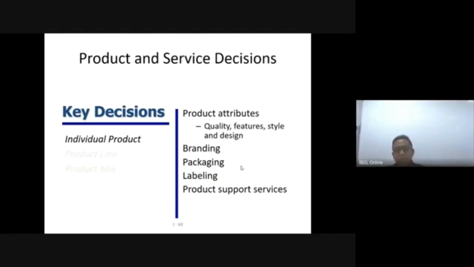Now, if you take a tangible product, say a cellular phone, it has certain attributes: quality, features, style, and design. There's a brand name, the packaging, and labeling. Maybe for a cellular phone this might not be applicable, but if you take a drug, you have the product quality, the branding, and the packaging, how it is packaged, the labeling, where you have to put the expiry and manufacturing dates, and other product support services.